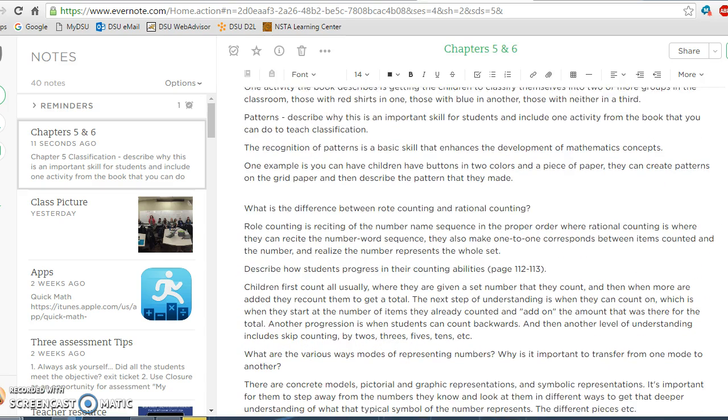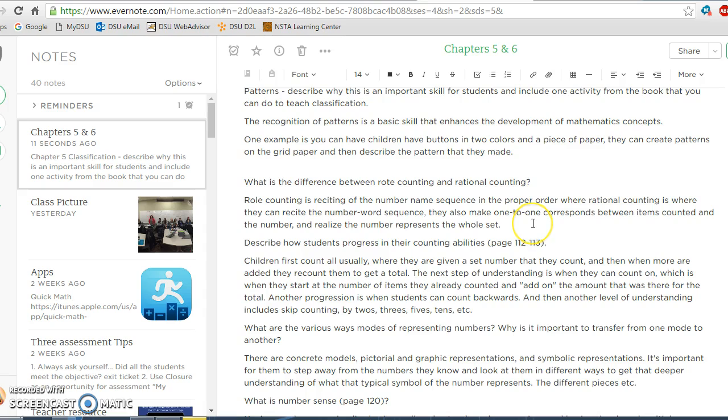There is a difference between rote and rational counting. With rote counting, they can recite the numbers; with rational counting, it's one-to-one correspondence. So rote counting comes before rational counting. Rote counting is more like memorization, and rational counting is where they actually know what's going on.